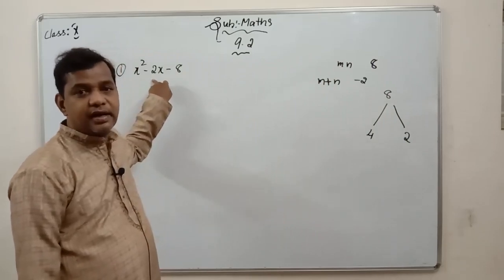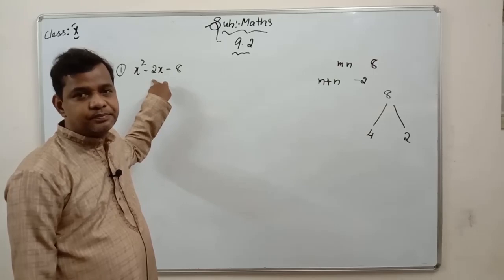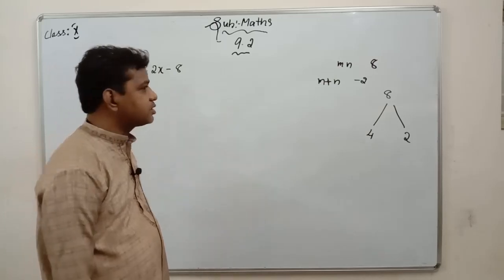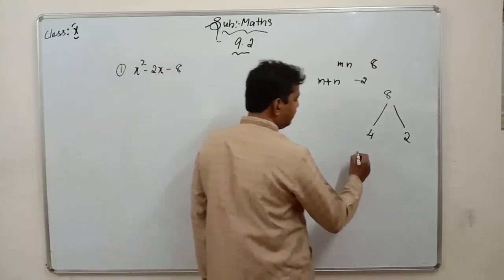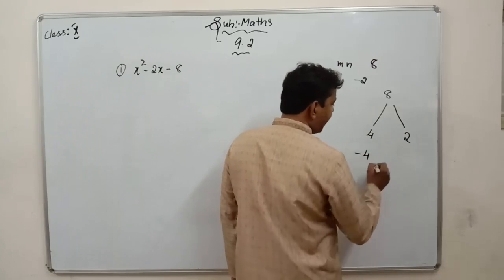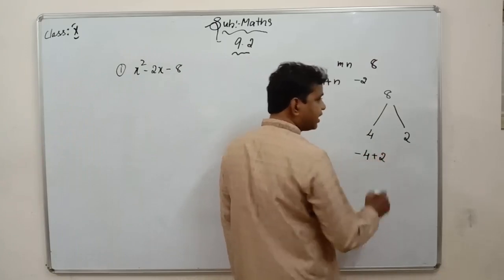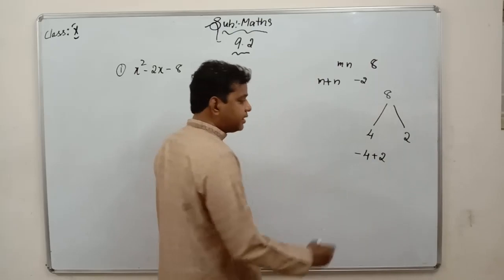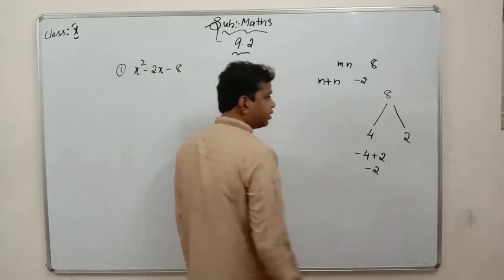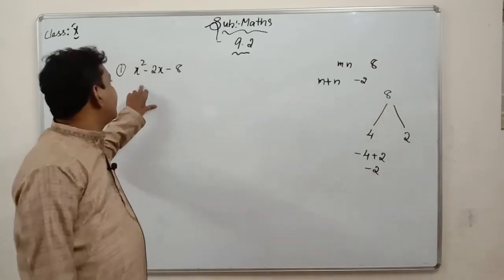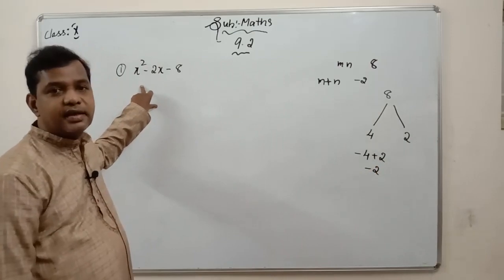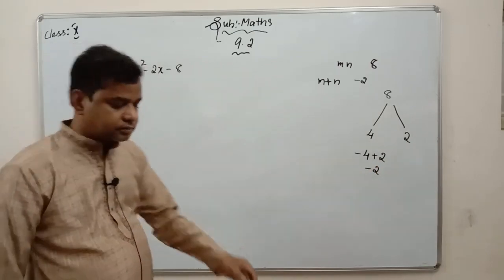So how we will get here minus 2 is the question now. So minus 2, how will we get minus 2? So if we take minus 4 and plus 2. What is minus 4 plus 2? You will get minus 2. So we can write this equation as x square minus 2x minus 8. Okay.